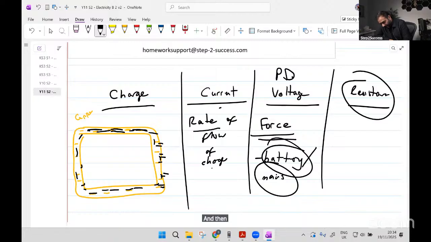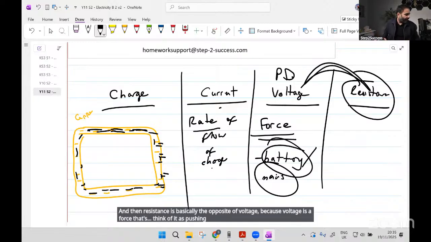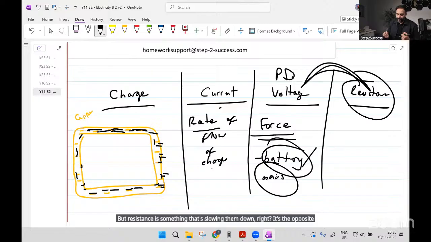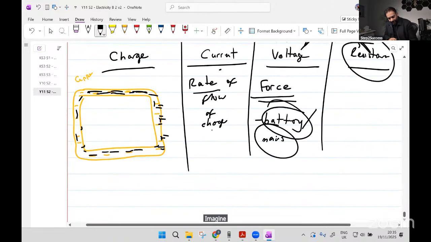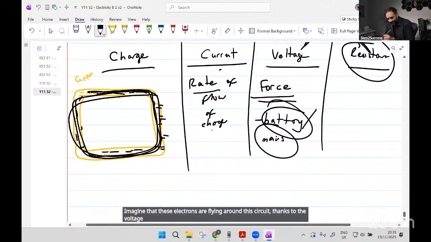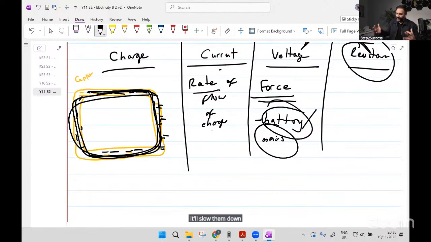And then resistance is basically the opposite of voltage, because voltage is a force that, think of it as pushing these things around the circuit. But resistance is something that's slowing them down. It's the opposite. It's like pulling back. Sometimes I describe resistance as like a speed bump. Imagine that these electrons are flying around this circuit thanks to the voltage, and then I put some resistance into the circuit. What the resistance will do is it'll slow them down a bit. It's like a speed bump in a circuit.